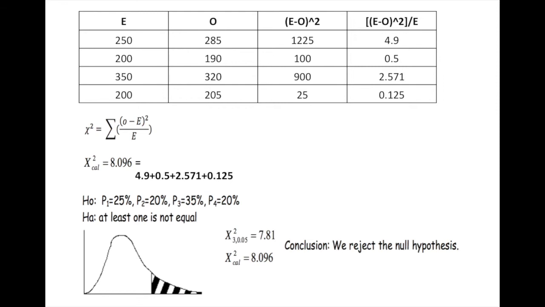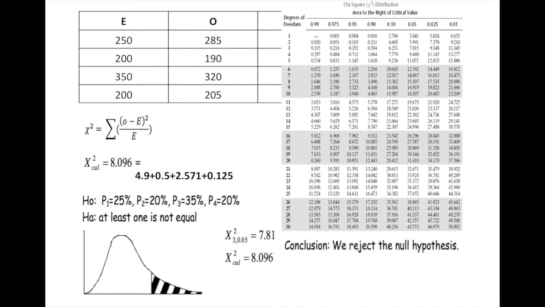Now, according to the table, we can get the chi-square from the table. The degrees of freedom should be k minus 1, which is 4 minus 1 equals 3. And the alpha value wasn't given, so we use 0.05. With degrees of freedom 3 and alpha 0.05, we got the number 7.81. And we can see the calculated value 8.096 is bigger than the table value, so we reach the conclusion: we reject the null hypothesis.